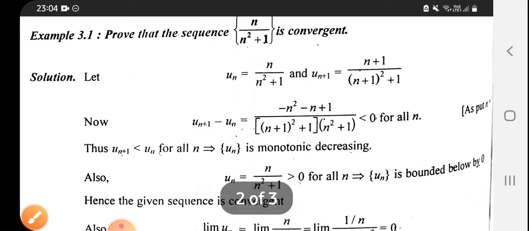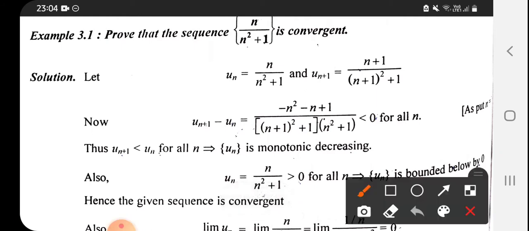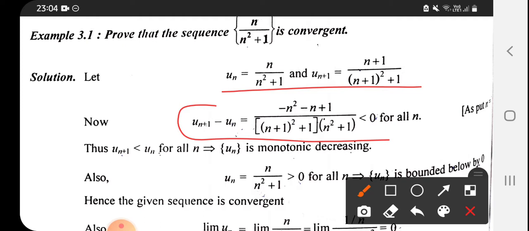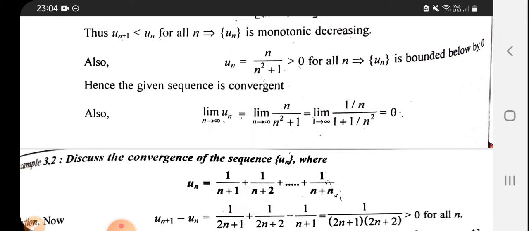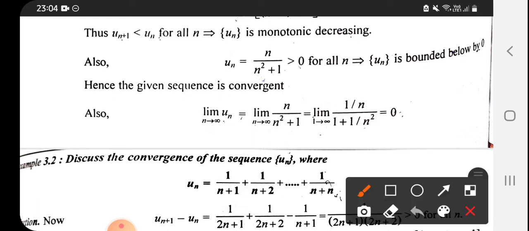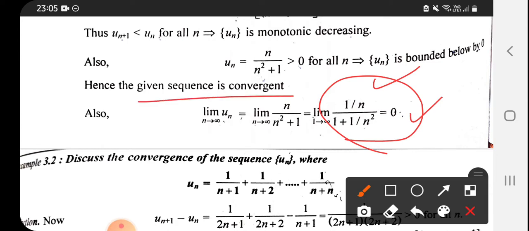Prove that this sequence is convergent. We find un and un plus 1 and check that this difference is lesser than 0. Therefore, this sequence is monotonically decreasing. Then the limit as n tends to infinity of un: we divide numerator and denominator by n, we get this, and we divide numerator and denominator by n square. Then we get this expression, and as n tends to infinity we get 0. So the sequence is convergent.